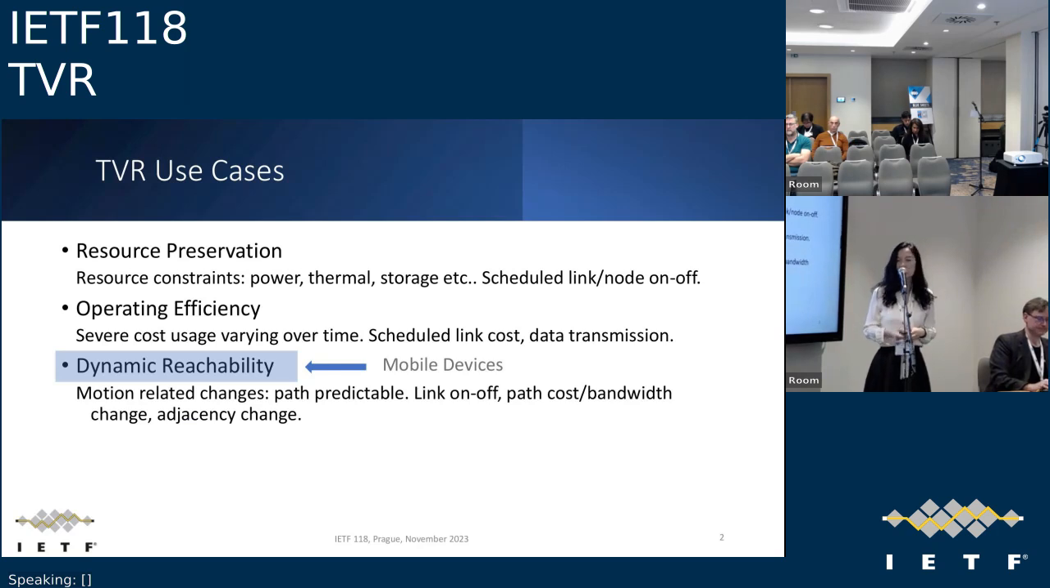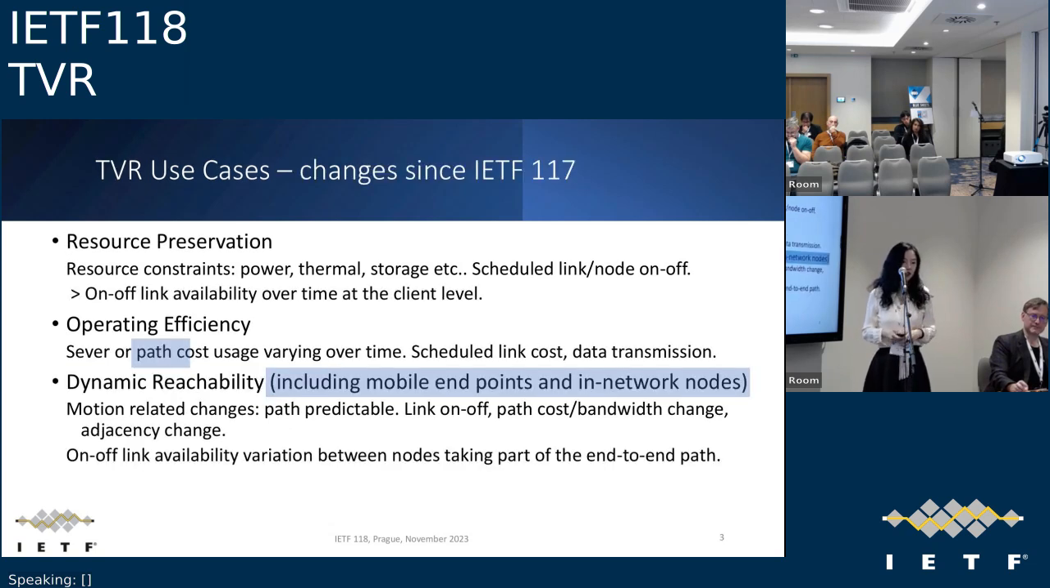Currently we have three categories of use case in the document. One major change based on the comments we received last time is for the third category, we changed the title from mobile devices to dynamic reachability. For these three categories of use cases, the major work we did is more editorial changes, adding clarifications and wording changes to make sure it's clear to everybody.